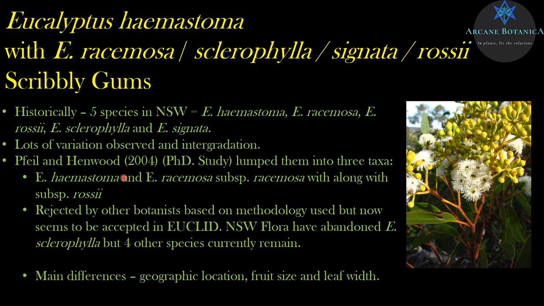They seem to be running with this. They're happy to run with this. They've accepted that there's no difference to warrant recognising sclerophylla and signata. There's just no difference. On the New South Wales Flora website, PlantNet, what we affectionately call in New South Wales, Eucalyptus chlorophylla doesn't have a page anymore.